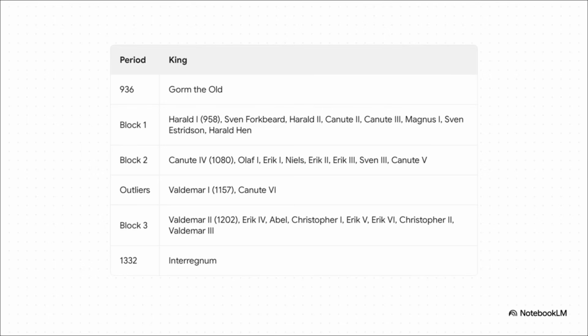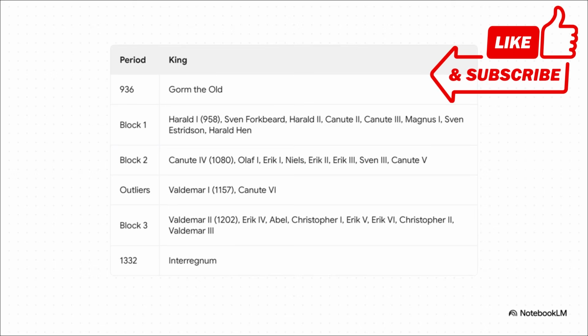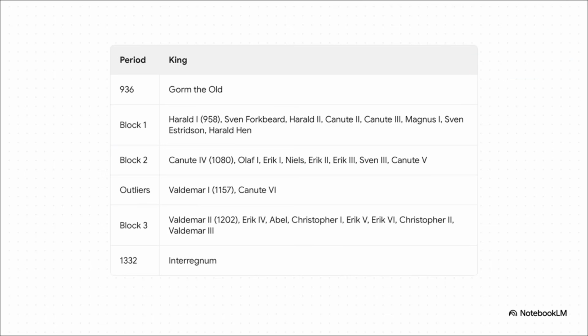After the very first king, the entire list breaks down into 3 distinct blocks. You can see them right here. Block 1, Block 2, and Block 3. And here's the wild part. Each block has exactly 8 rulers. Now, yeah, you'll see a couple of outliers, kings who kind of break the mold, and an interregnum, which is basically just a fancy word for a gap between kings, but the main structure, it's these 3 perfect blocks of 8. All of a sudden, that chaos we saw starts to look a lot more like a blueprint.